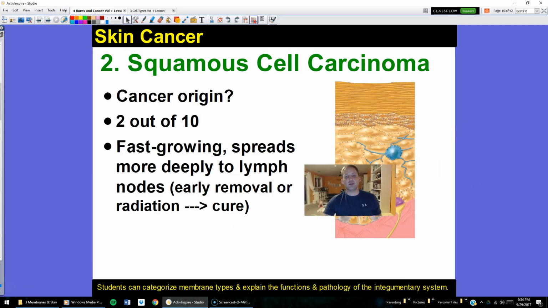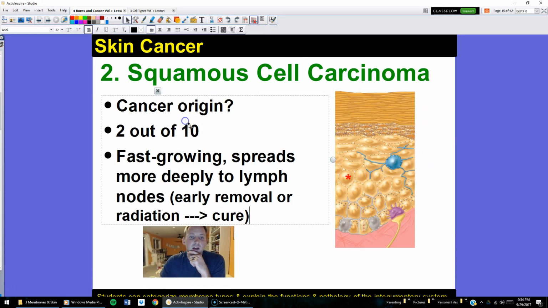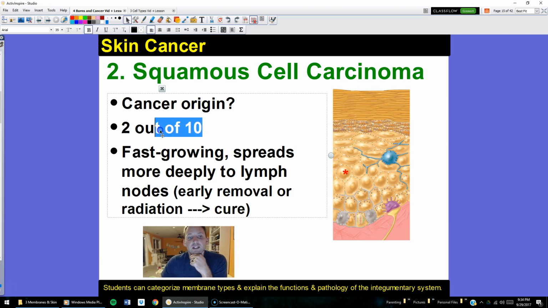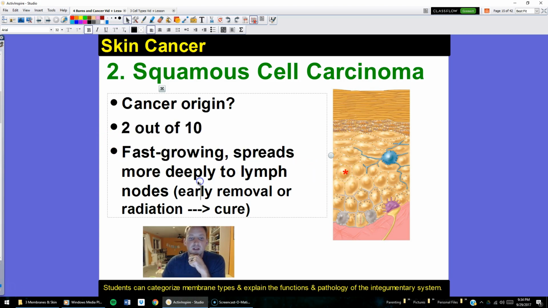The second type is squamous cell carcinoma, another keratinocyte cancer, more in the stratum spinosum down here. Of all those who get skin cancer, almost 2 out of 10 develop squamous cell carcinoma. This is higher up, and it is faster growing. It spreads more deeply to lymph nodes that are way down low, past even the reticular layer.